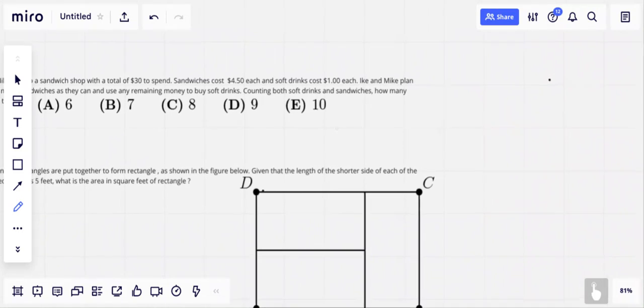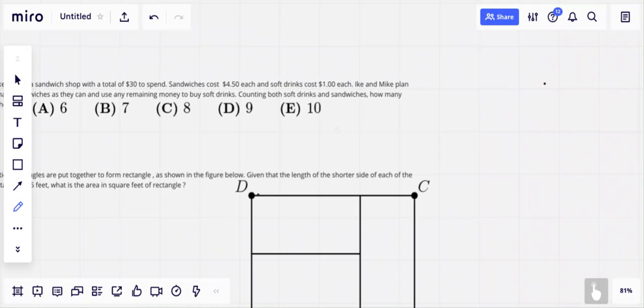So 4.50 times 5. Let's see. Let's do it in our head and see if that would make logical sense. So 4.50 times 5. So 4 times 5 is 20, and then 0.5 times 5 is 2.5. So 20 plus 2.5 is 22.5. So that's too low. Let's try 4.50 times 6.